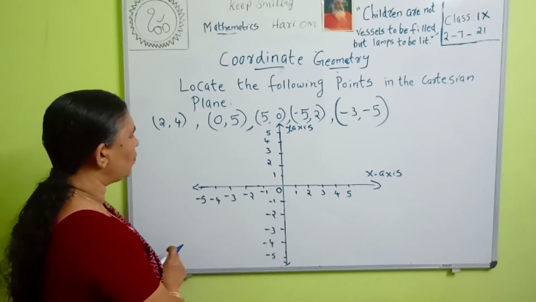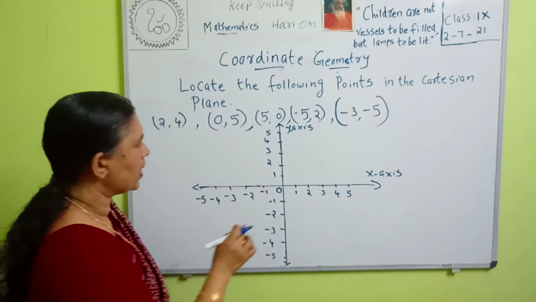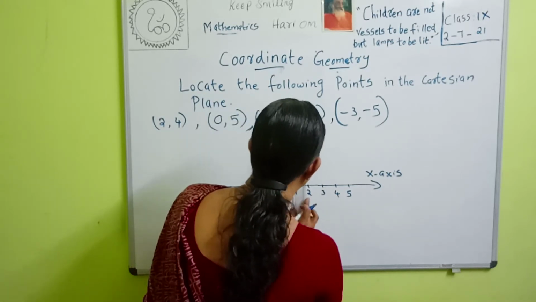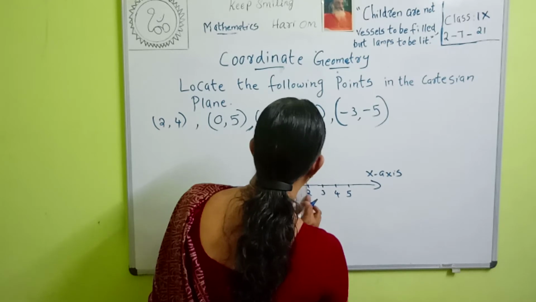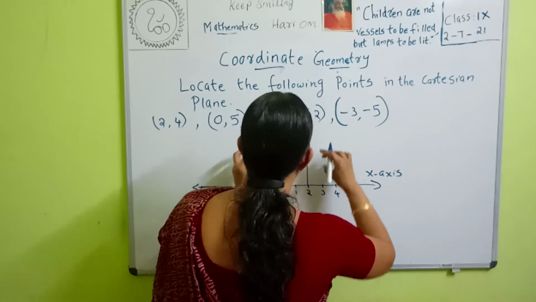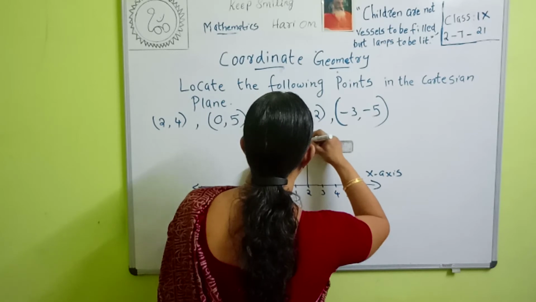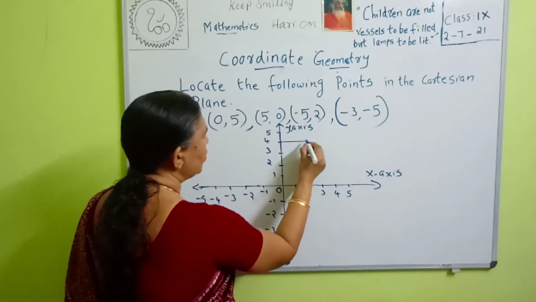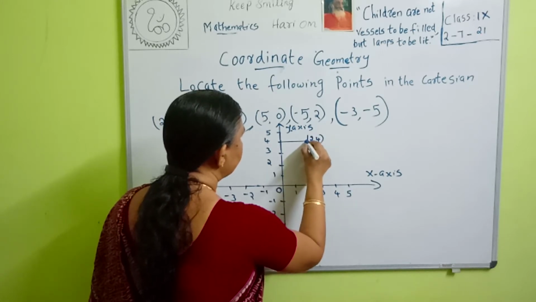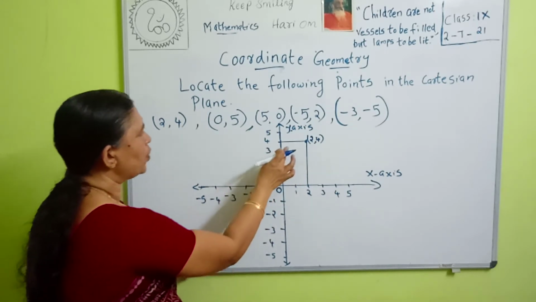First point is (2, 4). Here the x coordinate is 2 and y coordinate is 4. So here we write, this is the 2, and then x coordinate is 2. Then we draw a line here up to 4. Then these 2 lines will meet at a point. This point is (2, 4). Here the x coordinate is 2 and y coordinate is 4. So it is (2, 4).